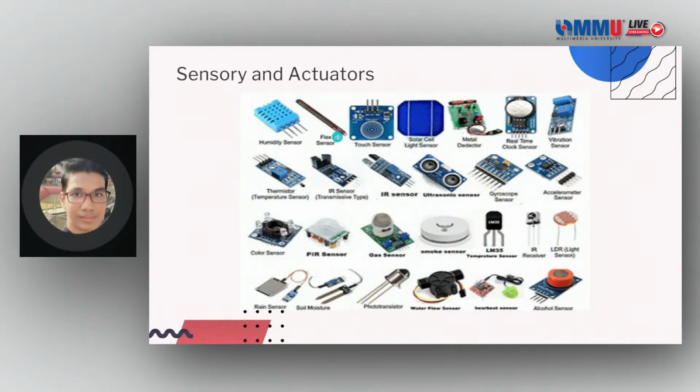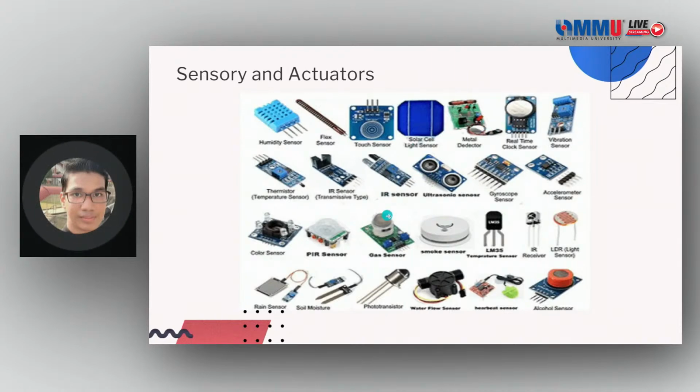And then we have a flex sensor. The flex sensor is the same as a pressure sensor. It is a sensor that senses the flexibility of objects. And then we have a touch sensor. So what is a touch sensor? A touch sensor is a sensor that we simply touch and then it returns a value to the Arduino.